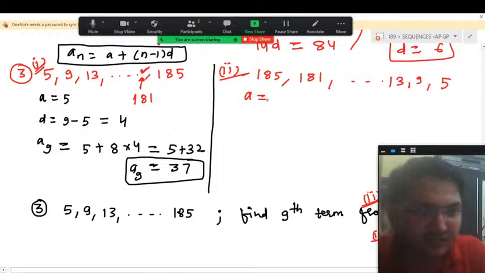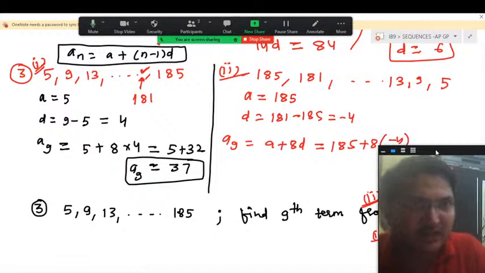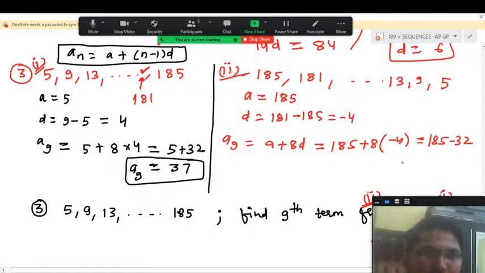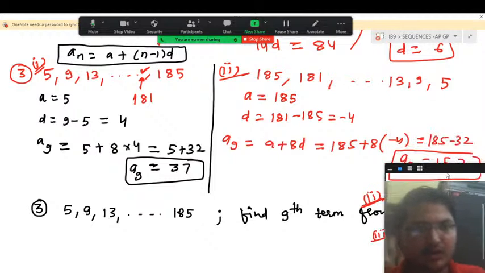When we are finding the ninth term from beginning for this reversed sequence, the first term is going to be 185. The common difference is going to be 181 minus 185, that is minus 4. And ninth term is going to be A plus 8D. Right now A is 185, 8 is here, and D is minus 4. If I subtract, it's going to be 185 minus 32, and I got ninth term equal to 153. 5 minus 2 is 3 and 8 minus 3 is 5. 153 is our answer. Got it?